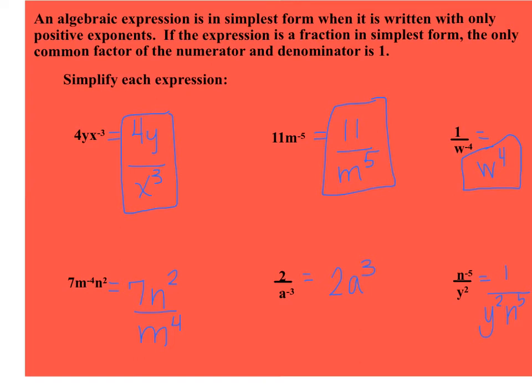All right, how'd you do? For this one, the m to the negative fourth was the only one that had to move to the denominator. Everything else got to stay in the numerator because it was a positive exponent that was attached to it. In the second example in the bottom row, 2 gets to stay in the numerator. A has to move to the numerator to make it a positive exponent. And then in the last one, the n to the negative fifth actually has to move down here to the denominator, making it a positive exponent. And y squared can stay in the denominator because it's already a positive exponent there.